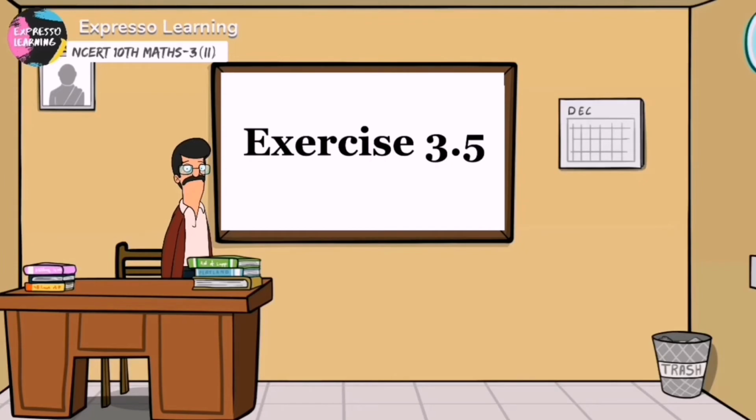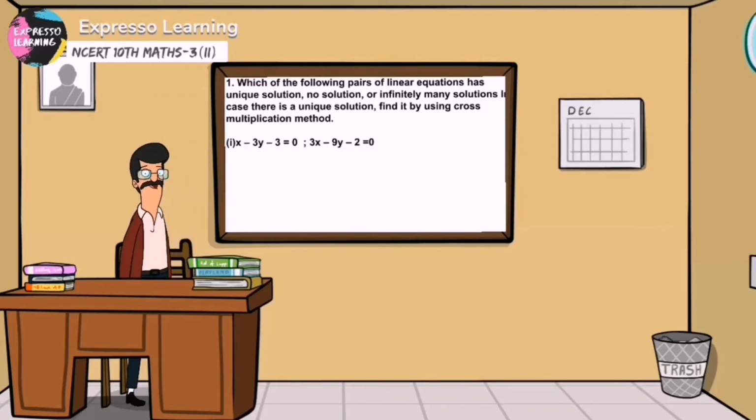Exercise 3.5. We need to find which type of solution we will get from this equation. We know how to find it by the method which has been taught in part 1 of this chapter. The link will be given in the description.